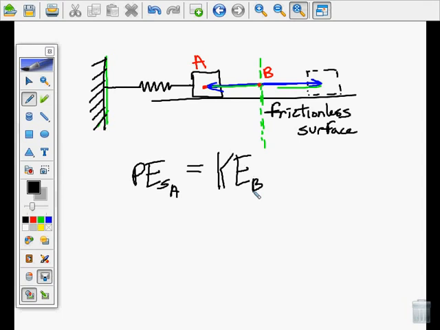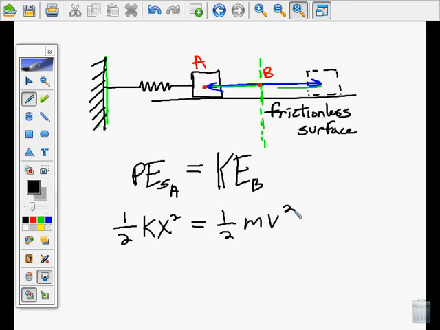And then we can make the corresponding substitutions. 1/2 kx squared equals 1/2 mv squared. We can cancel out the 1/2s, but you can't cancel out the m. And usually you're given 3 out of the 4, and you could solve for the 4th variable.